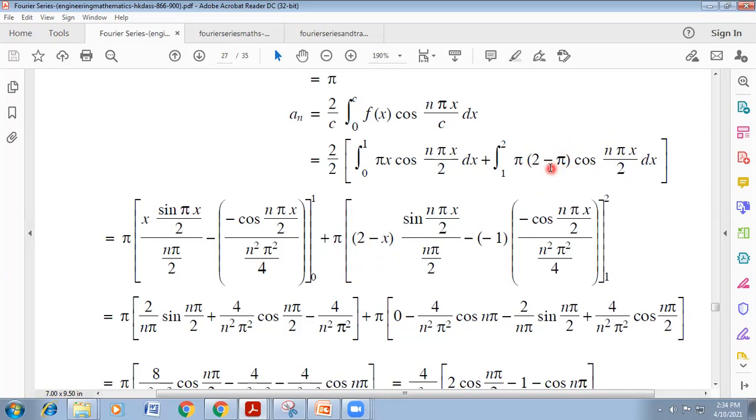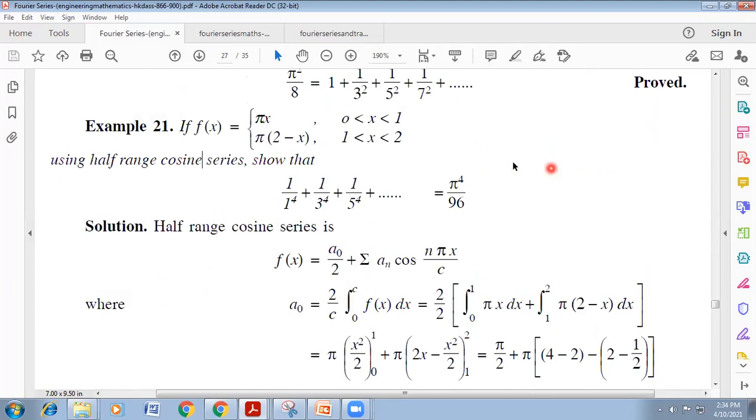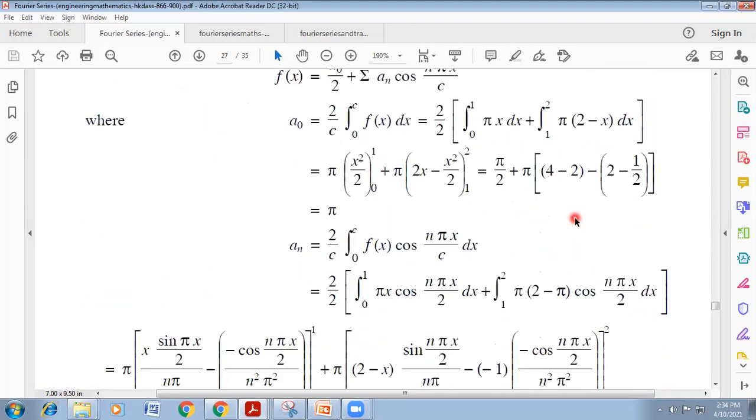Okay. The second function is 2 minus x, not 5. Remember it, 2 minus x. There is also another mistake. This will not be 5; this will be 2 minus x. So 2 minus x will be u and cos will be v.